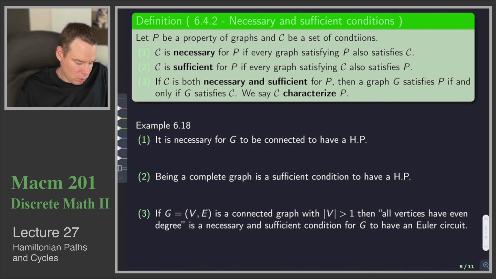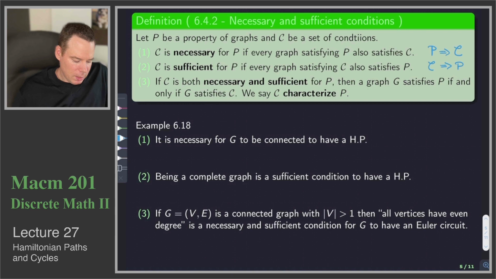So just a quick review of what these terms mean. If P is a property of a graph and C are a set of conditions that a graph can satisfy, you can also think of this as P is a set of properties, C is another set of properties, then this collection C of conditions is necessary for property P to hold if every graph that satisfies P must also satisfy the condition C. We typically write this as P implies C. On the other hand, we say that C is sufficient for P if satisfying C implies that it also satisfies P. So we write that as C implies P.